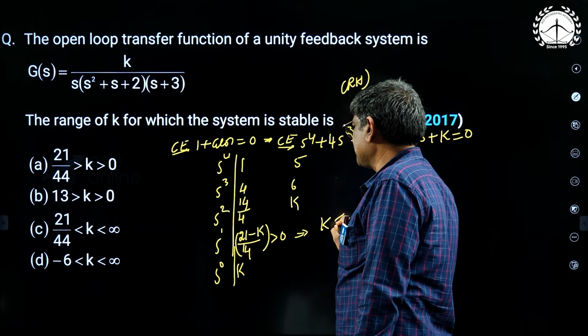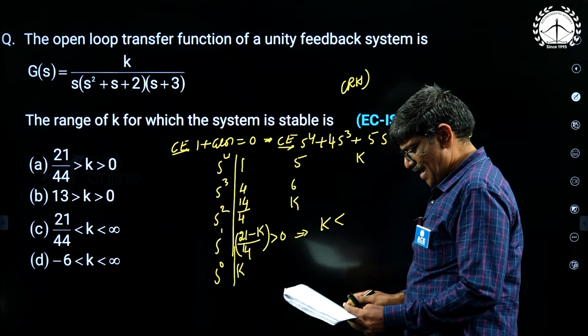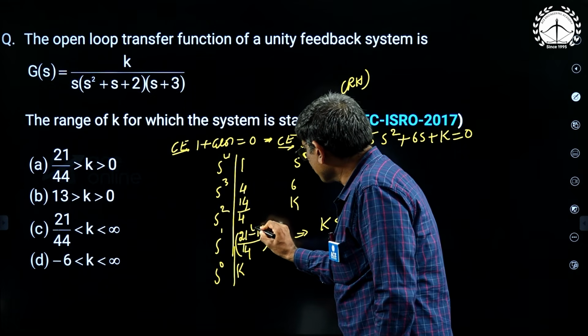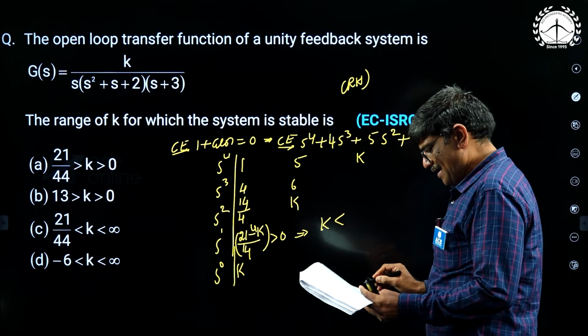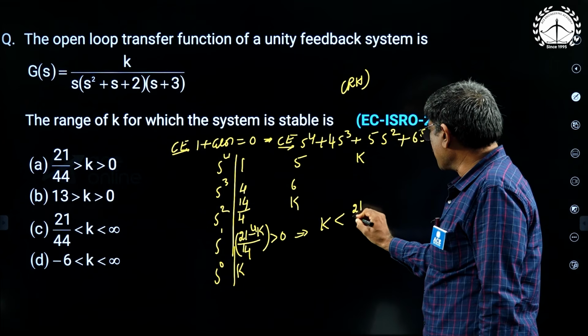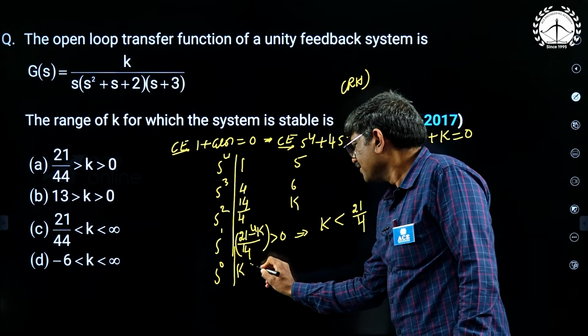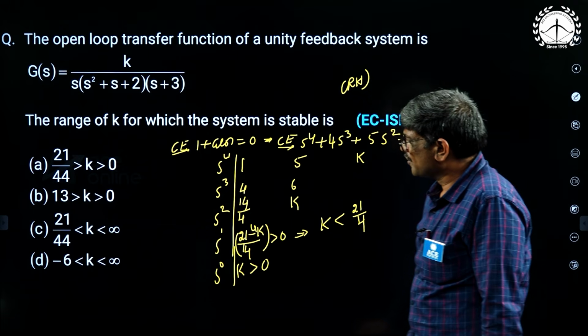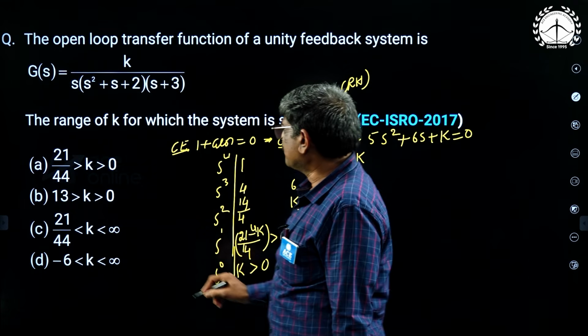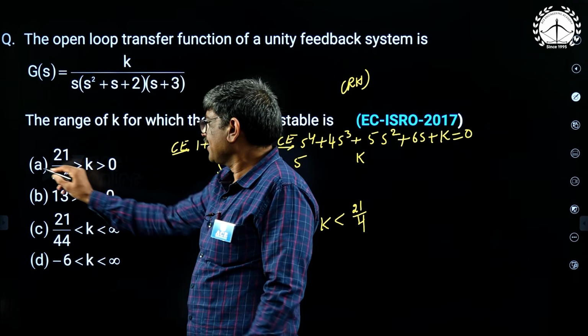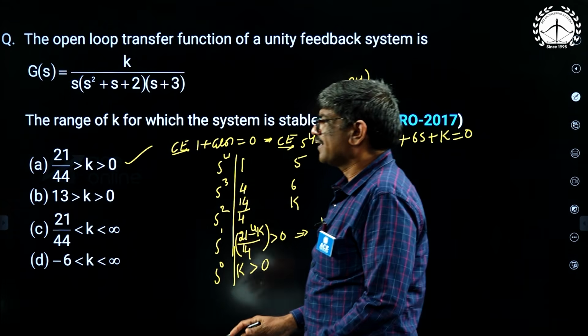K is what? Less than 4K here, 4K. K you will get less than 21 by 4. That means the answer is what? Greater than 0, less than 21 by 4. So the answer is here you are getting A. Next.